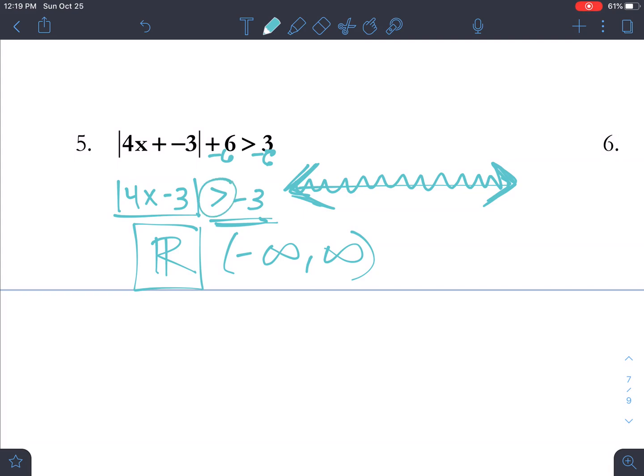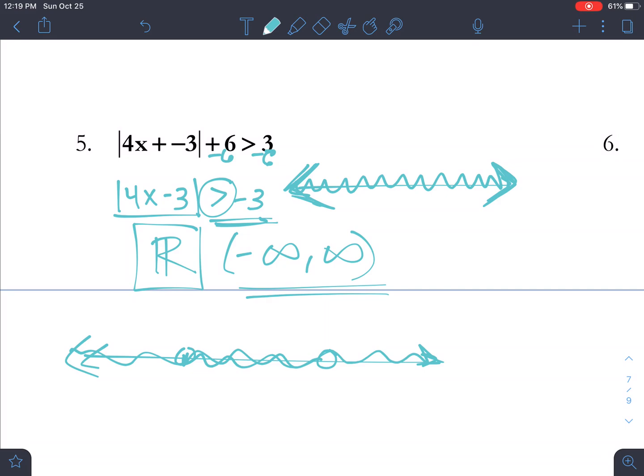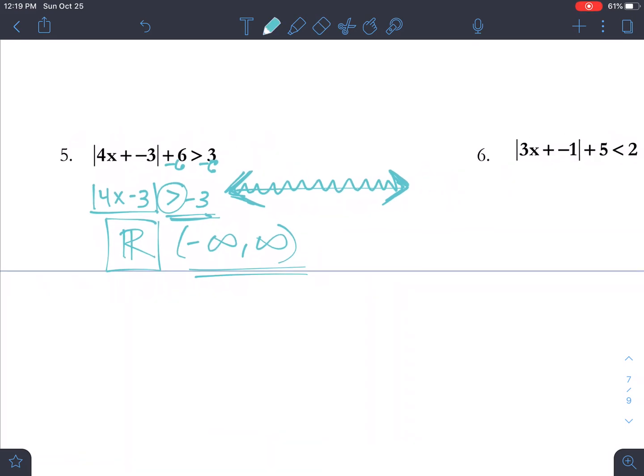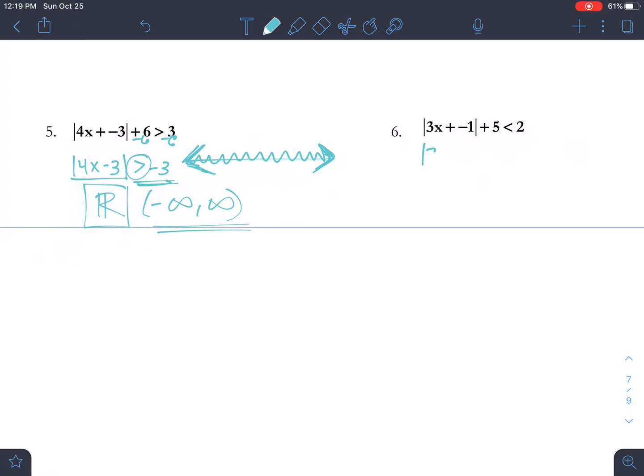If you accidentally did the whole greater thing, it actually will work out. You'll end up doing something like this, where you have greater than this number or less than this number, and you'll end up coloring the whole line anyways, and that will tell you it really should have been all real numbers.